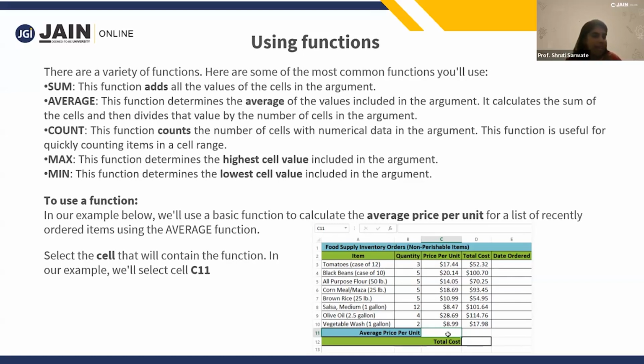The function determining the highest value included in the argument is the maximum value, and the minimum function would define the lowest value in a particular range of cells. Okay, so I hope this is clear to all of you. These are some basic functions which we commonly use. In our example below, can you just go through these functions that I just explained to you all, so that we can go ahead.